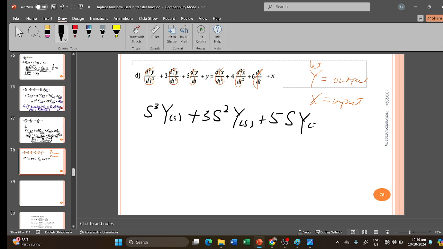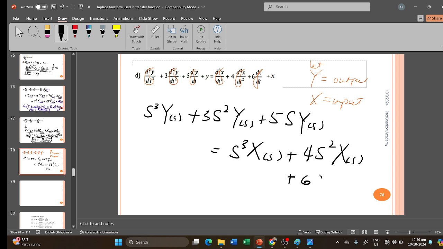On the other side, there is d cube over dt cube, which is s cube, then capital X, then plus 4, which is a constant, then d squared over dt squared is s squared, then we put a big X. Plus 6 is a constant, d over dt is s, then we put the big X, plus X. Small x becomes big X.